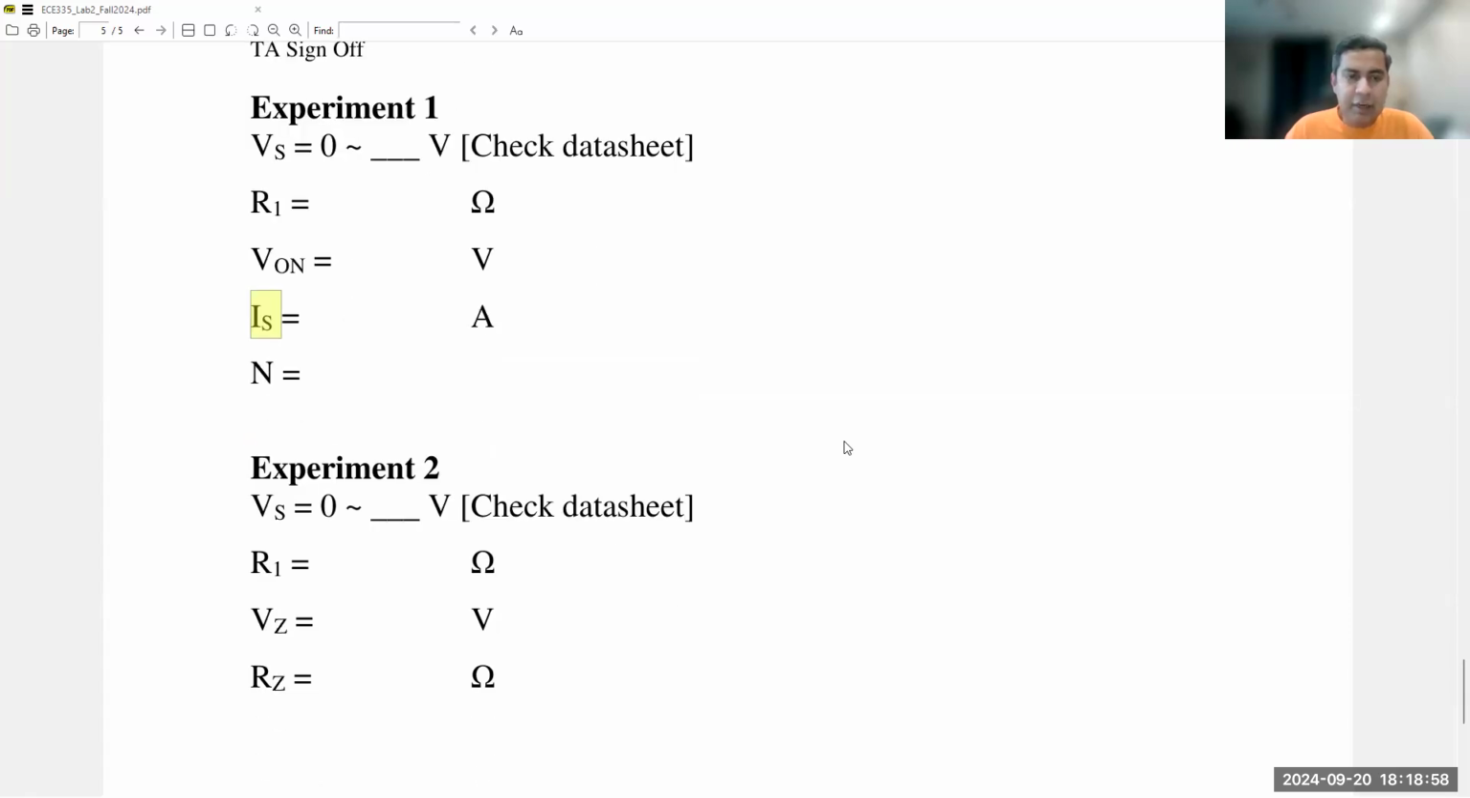And then for the Zener diode also, you have a resistor in the circuit, R1, and then you are measuring the VZ and RZ values. You are also finding out the V on, IS, and N values for the Zener diode in the forward bias condition, but that is not what we are going to check for that one.